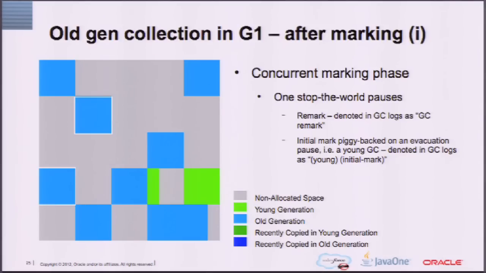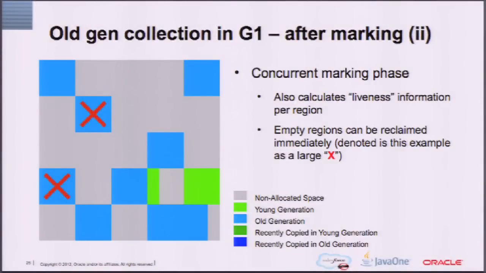So let's take a look at how this works in G1. So the concurrent marking phase, there's one stop-the-world pause, remark, and you would see this in the GC logs as GC remark. The initial mark is actually piggybacked, and what I mean by piggybacked, it's done at the same time as a young GC. And what you would see in the GC logs is this indication that it's a young GC, and immediately after that you'll see this thing that says initial mark. That tells you that on that young GC, it also did an initial mark at the same time. So there's no separate notion of an initial mark like what you saw in CMS.